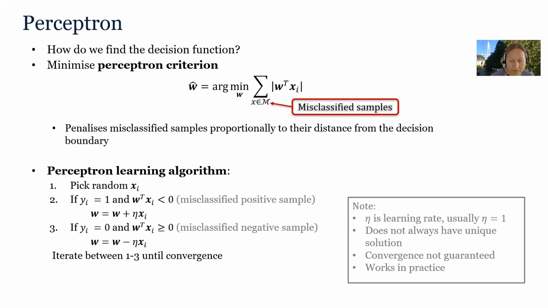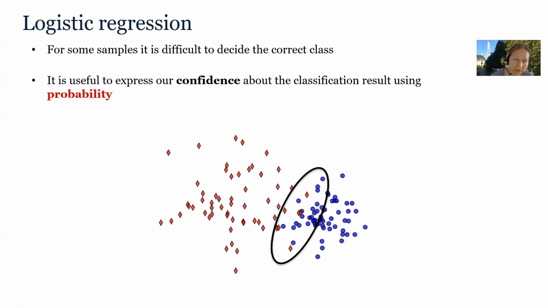So this classifier works in practice, but it has some disadvantages. First of all, it does not always have a unique solution. And secondly, convergence is not always guaranteed. There is another problem that we can encounter in classification problems. Sometimes it's difficult to decide what the correct class should be, in particular if the samples overlap, as you can see here. For this reason, it's useful not only to predict the label, but also to predict our confidence about the label. And we can do that using probability.